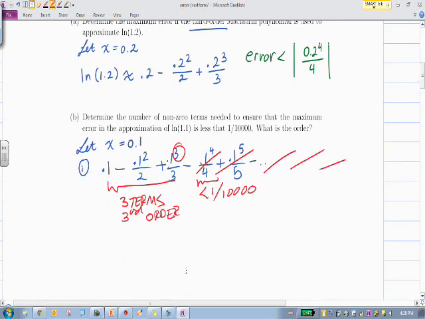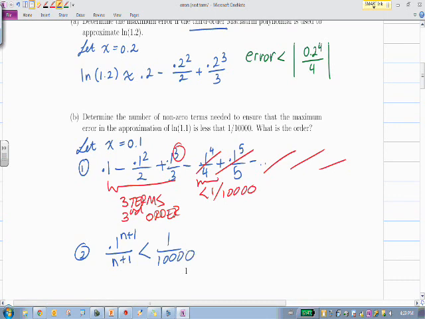Option 2 requires a little bit more algebra. And what we're going to do is look at the general term. So you need to be able to write the pattern. The general term for this looks like this: 0.1 to the n all over n. Or if you prefer, 0.1 to the n plus 1 all over n plus 1 starting at n equals 0. And I would like to know when this is less than 1 over 10,000. There is no algebraic way to solve this.